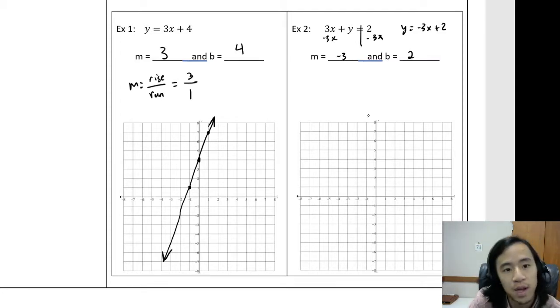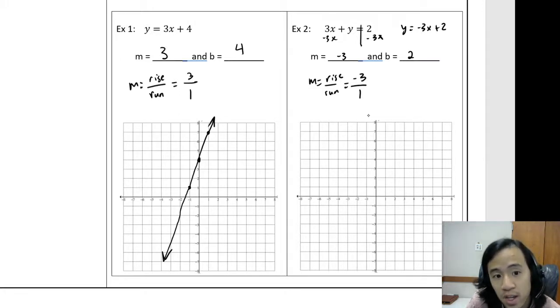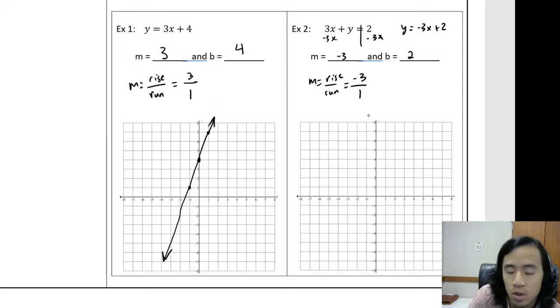Okay, so whenever you have a negative, this is kind of interesting. m is still rise over run. So this is going to be negative 3 over 1. So that means every time you have to go down 3 and then over 1 for the slope. So you'll see what that means.